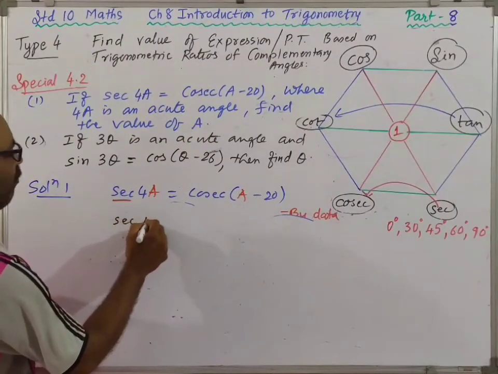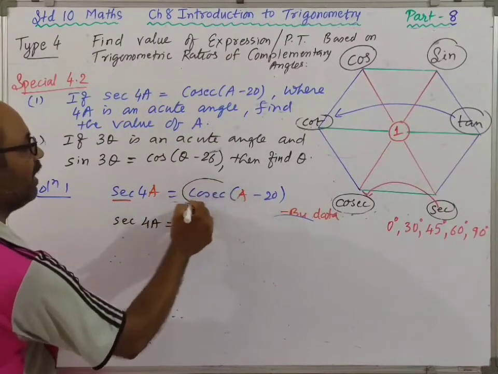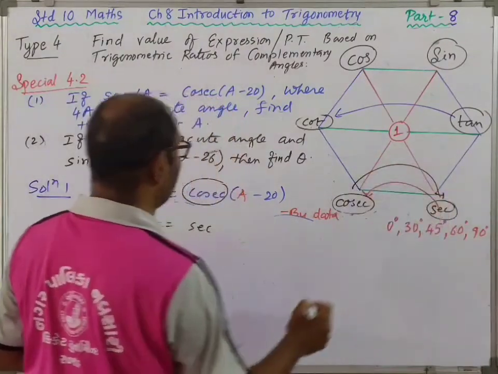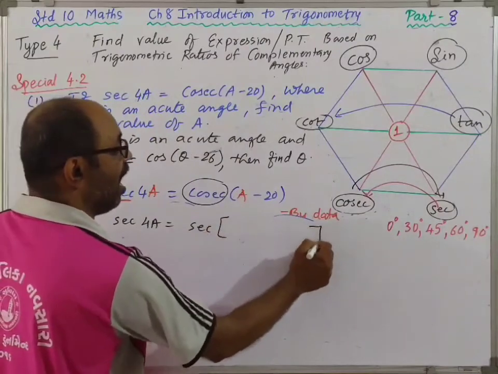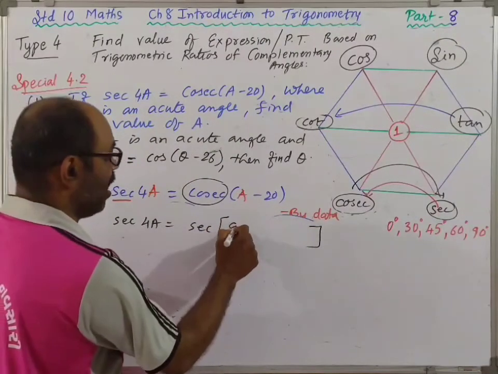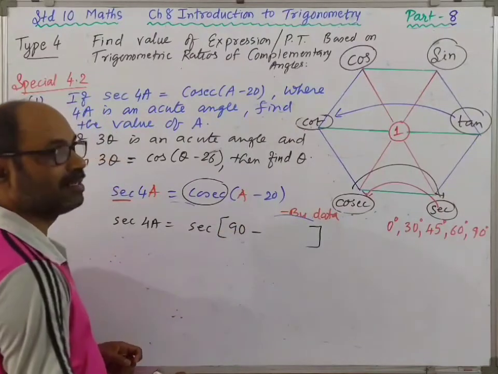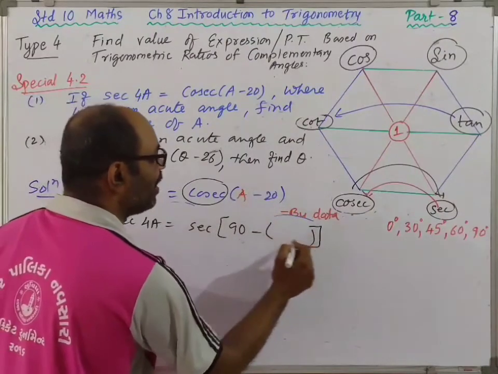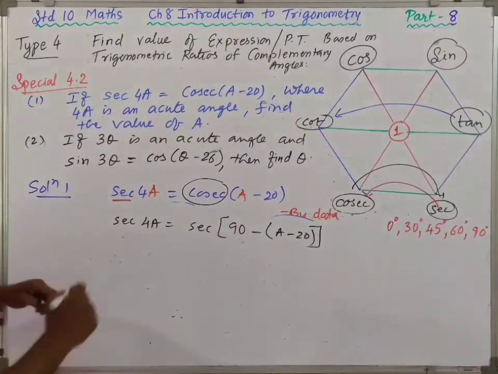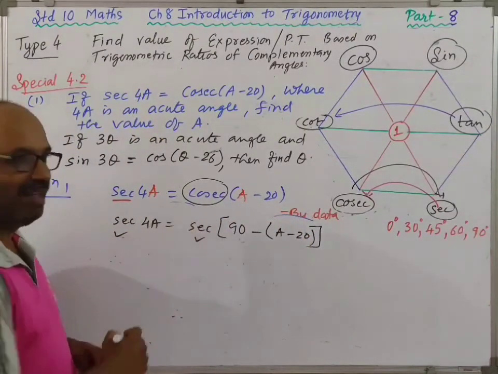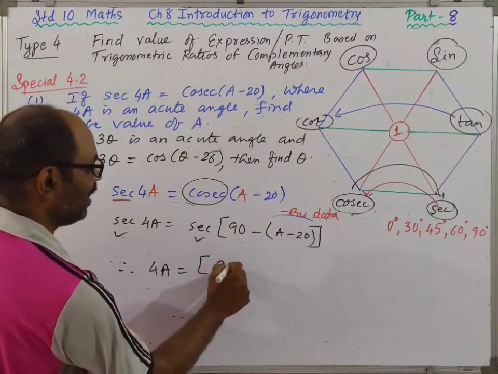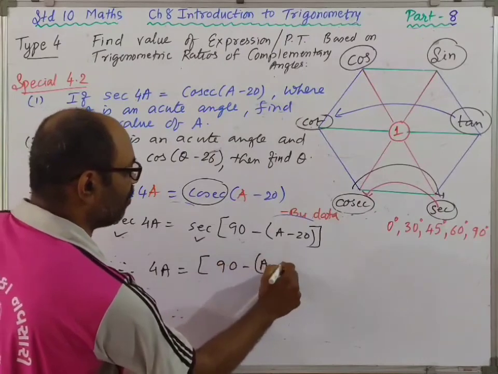I'm keeping this sec 4a is equal to. Now this cosec I have written sec because cosec का complementary sec है. लेकिन यहां बड़ा केयर लेना पड़ेगा. 90 माइनस ये ब्रैकेट में लिखना पड़ेगा a minus 20. ठीक है? Now sec and sec are equal. Therefore 4a is equal to large bracket 90 minus ब्रैकेट में 20.